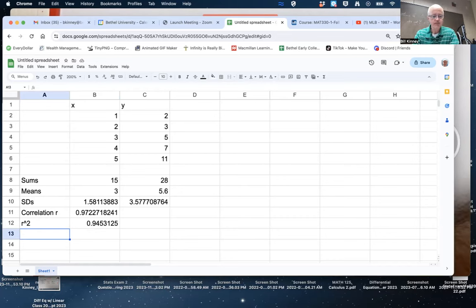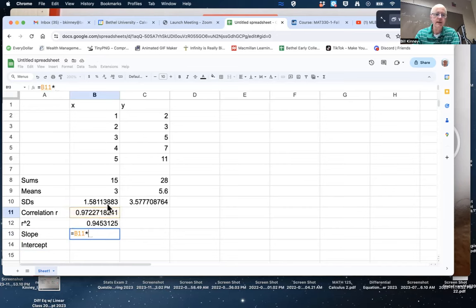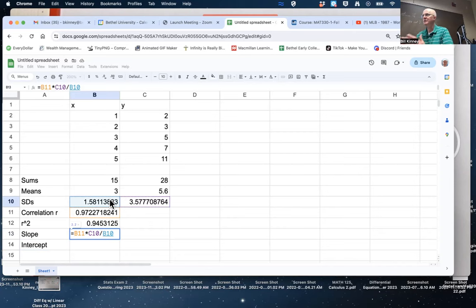Anyway, the slope and the intercept can be found. The formula that I use for the slope here is one you do not need to know for the exam, but I'm showing it to you anyway. Take R times the standard deviation of the y's divided by the standard deviation of the x's. You can use the formula in the book involving the summations. That's something you should be able to do for the test.